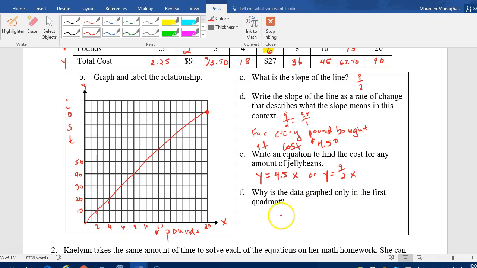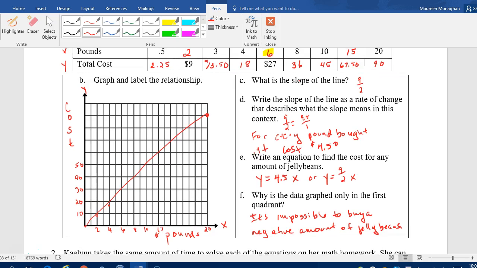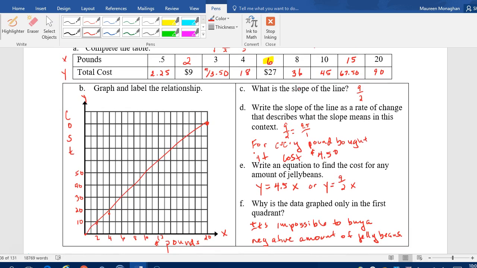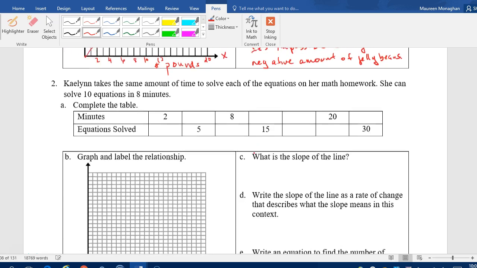Why is the data graphed only in the first quadrant? Well, it's impossible to buy a negative amount of jelly beans. So look at how we put all this together. You say, when are we ever going to use this in life? Well, look at how we're using this. This is just about a cost. And we can find a graph. We had to find the slope, the rate of change. Okay, let's take a look at the next one.